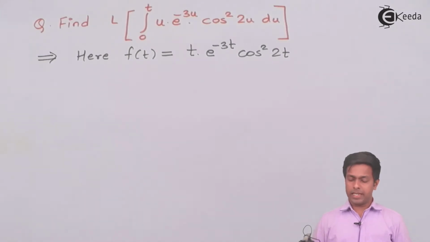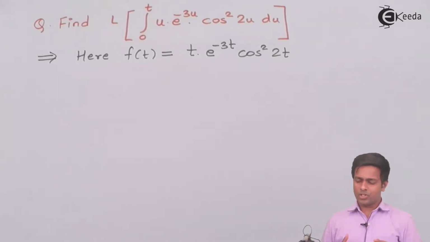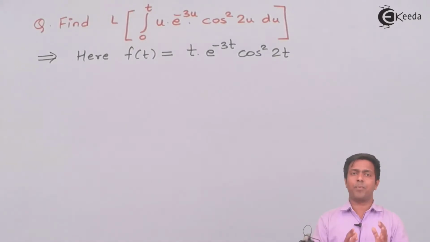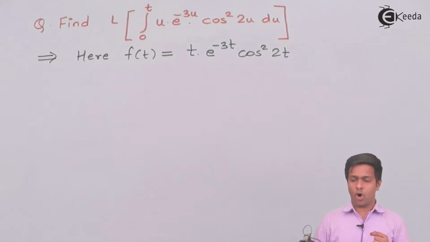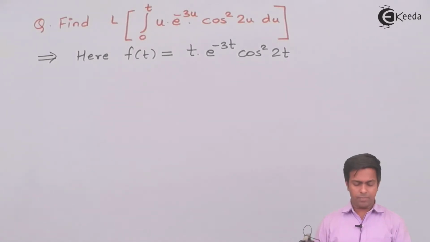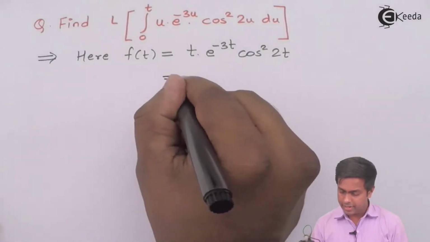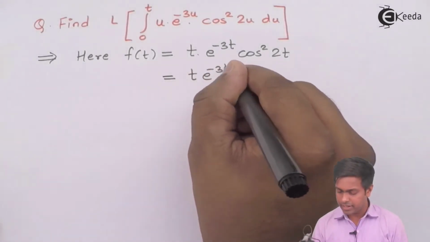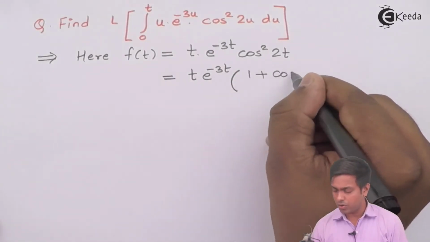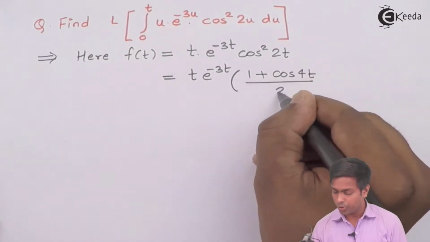Because here there are three functions which are multiplying each other, so we cannot find out Laplace of each term separately. So to get the Laplace of this, we have to either convert it in such a form that we can apply the standard formula of Laplace transform, or we can apply some property of Laplace transform. Now for that, what I'll do is, the cos square 2t term, I will replace it by the formula of trigonometry. So this will become t into e to the power minus 3t, and the value of cos square of 2t is 1 plus cos of 4t whole upon 2.